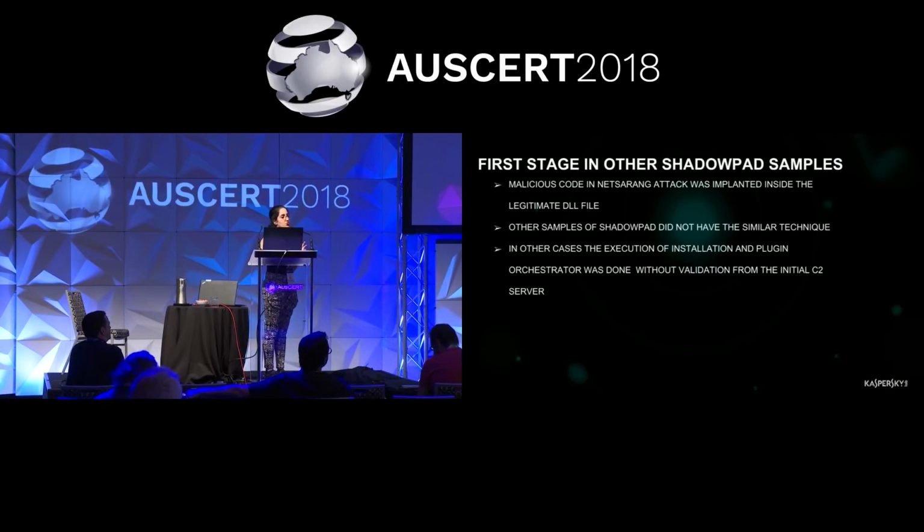First of all, we only saw the first stage in the NetSarang attack. The other samples that we saw didn't have that kind of validation through an initial C2 server. So the stage 2 and the plugins would get decrypted and installed on the system without any contact to the initial C2 server. And then there were other plugins, with the execution of the plugins going on with a different set of plugins, which we will see later.